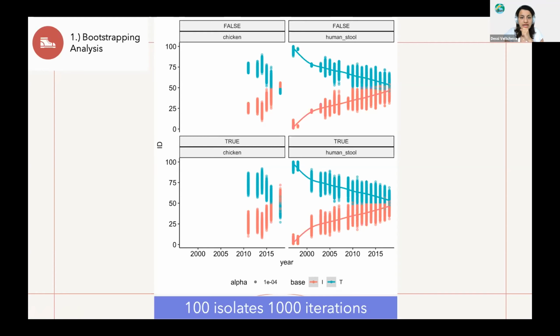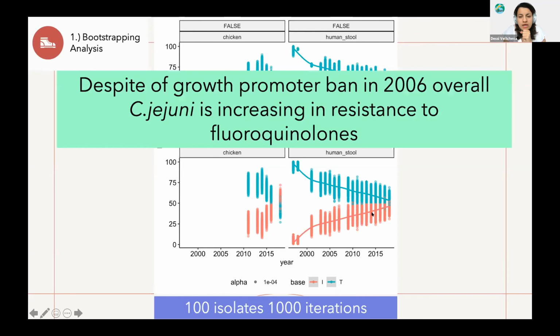As you can see, I have looked at the chicken isolates in the beginning, but we don't have much data before 2010. That's why I have focused on the human stool isolates, and we can see this increase across time. The I is, again, the resistance across time. So we can say that despite the growth promoter ban in 2006, we can see that resistance is increasing. But is this the same case for the different strains?